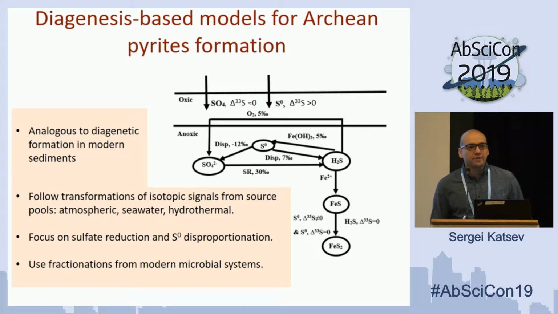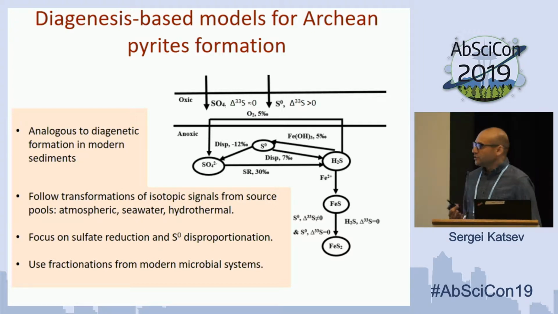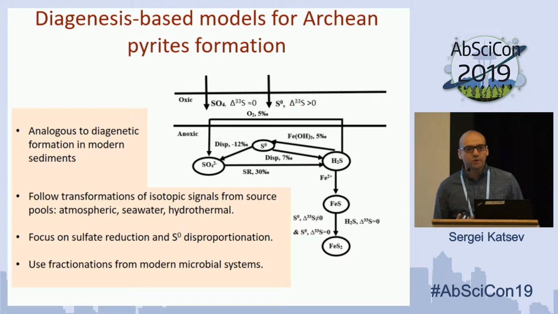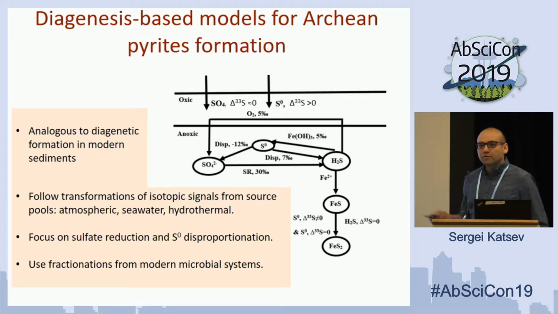When we try to simulate preservation of these signals, we use diagenetic models, which importantly are analogous to the models that we use in modern sediments. That is, we consider these sediments as analogous to modern sediments where sulfate diffuses from the water column into the sediments. The sulfate reduction happens, and that's how we get our pyrite. We also use microbial fractionations that we learn in modern systems with modern microbial capabilities, for lack of better information.